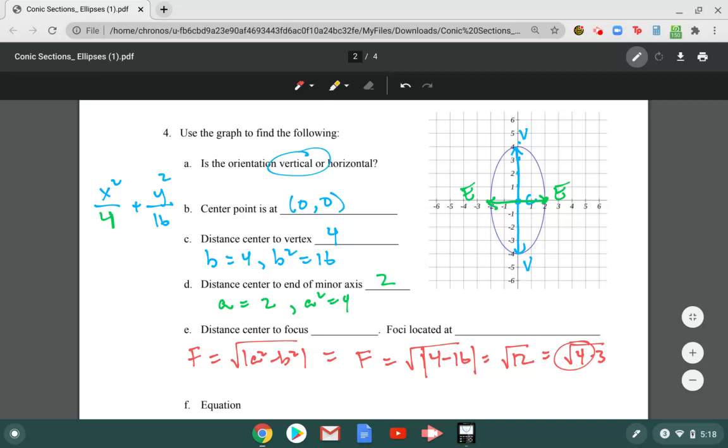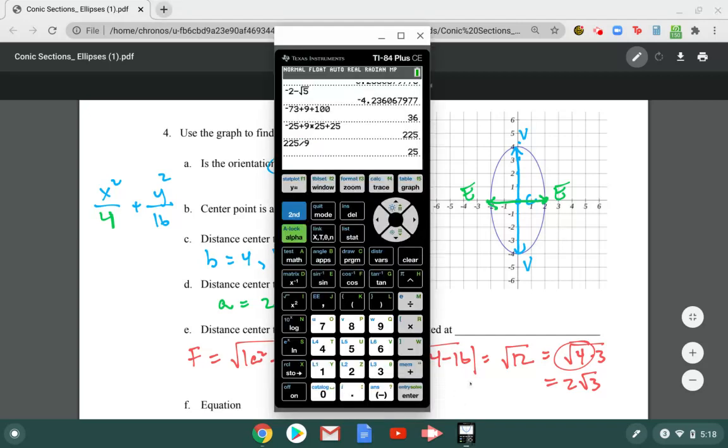Radical 4 times 3. Let's see, the square root of 4 is 2. So that's going to be 2 radical 3. So distance is 2 radical 3. That looks nice, but it does not help me graph at all. So let me clear this, and let's do a 2 radical 3.